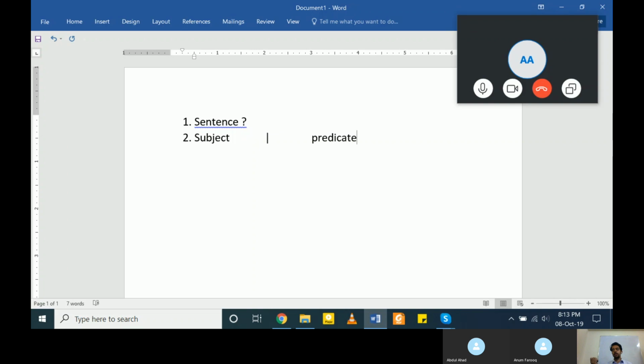That's it. The sun rises, subject portion, in the east tells something about the subject. So it's a complete sentence now. Clear? Now we are moving forward.